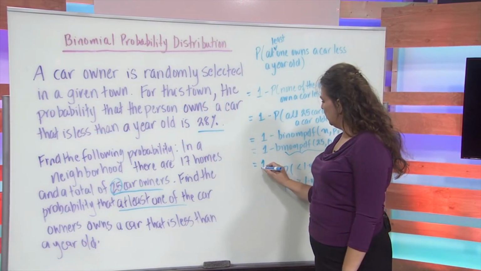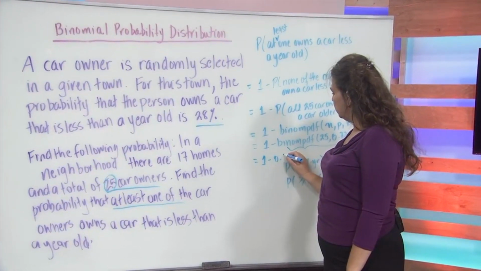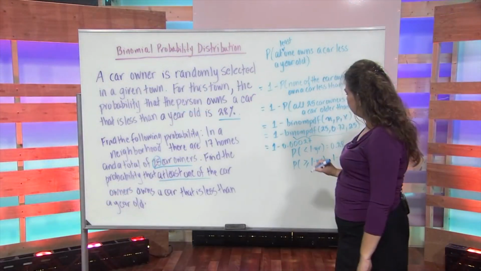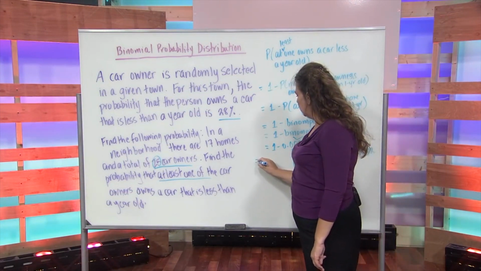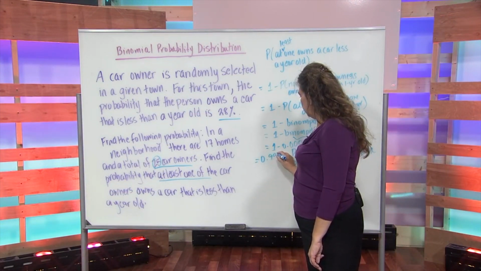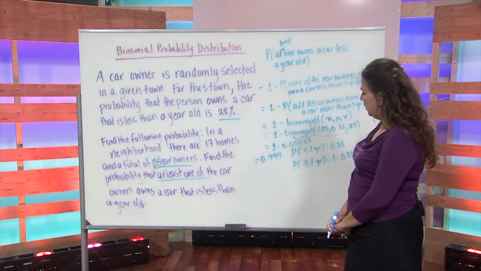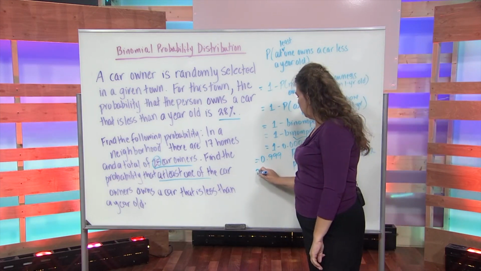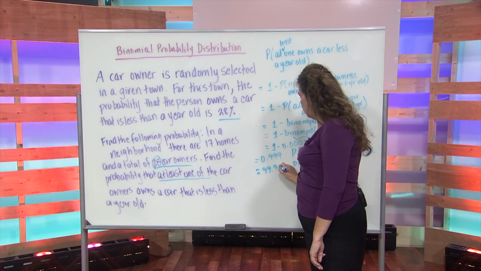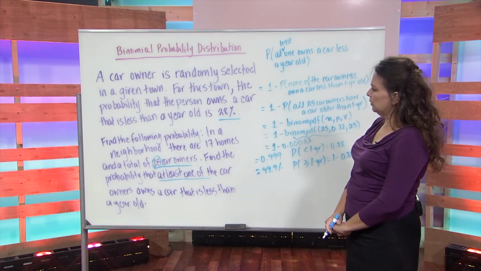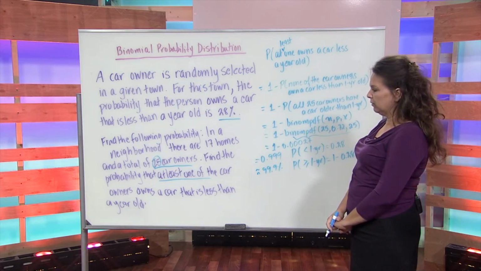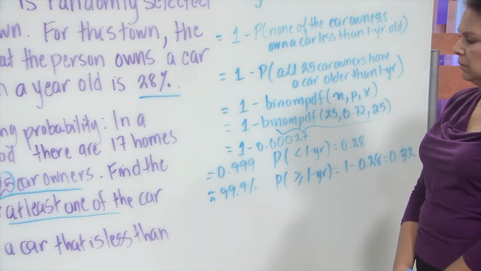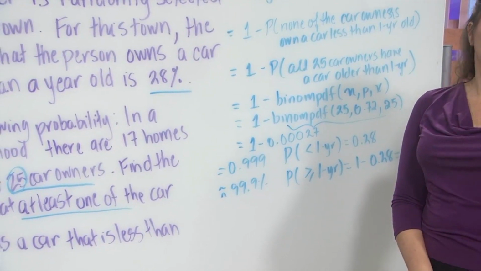We're going to get approximately 1 minus 0.00027, and if we do that subtraction here, we will get approximately 0.999 if we take that to 3 significant figures, or approximately 99.9%, that in this neighborhood of 17 homes where there are 25 car owners, at least one of the car owners owns a car that is less than 1 year old.